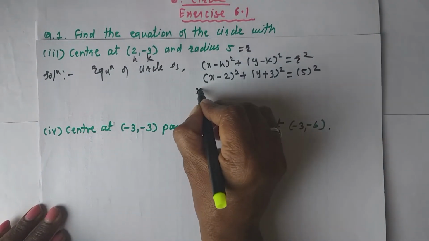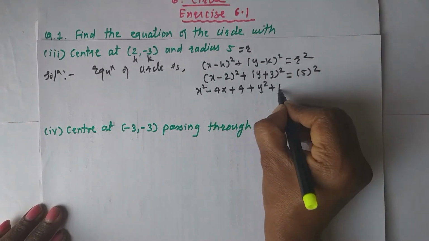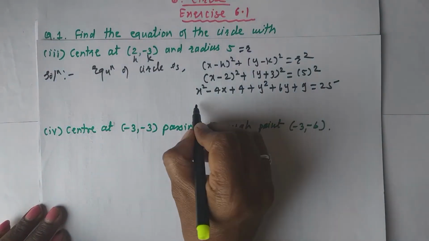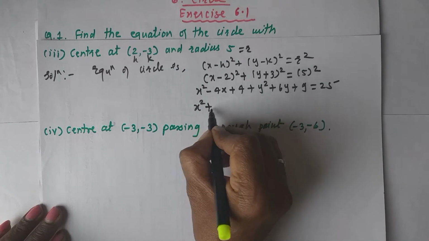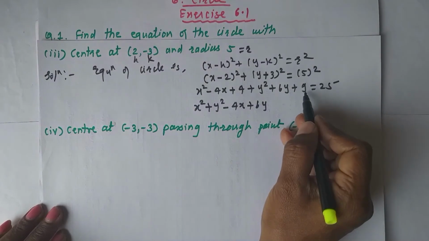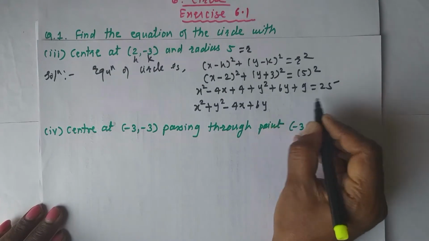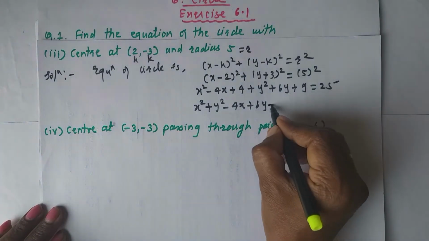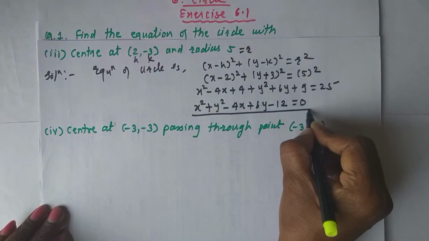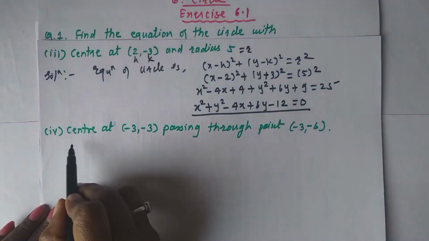Now expand this. This will be x² - 4x + 4, and y² + 6y + 9 = 25. Okay. Now simplify this. Write down the x² term first, then the term of y², then the term of x, then the term of y. And 9 + 4 is 13. Plus 13. Take this 25 to the left-hand side. Then plus 13 minus 25 will be -12 = 0. This is your equation of the circle with center at (2, -3) and radius 5. Okay. Then we will see the next.